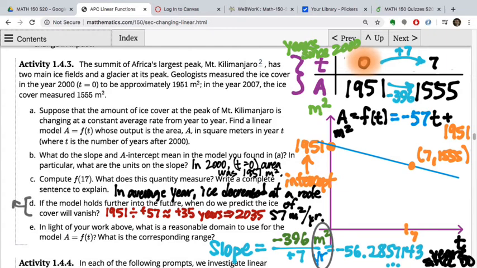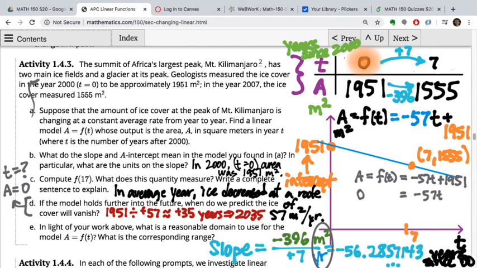Because what it means for the ice to vanish is that the area of the ice becomes 0, and so we want to know when. We know the value that we want for A, and we're asking what value we need for t in order to make that happen. And we know how A and t are related. That's what this formula does for us. So we'll just come back here and place a 0 where we see the A, and then we'll just do the necessary algebra. So A equals f of t equals minus 57t plus 1951, and we replace the A with a 0.